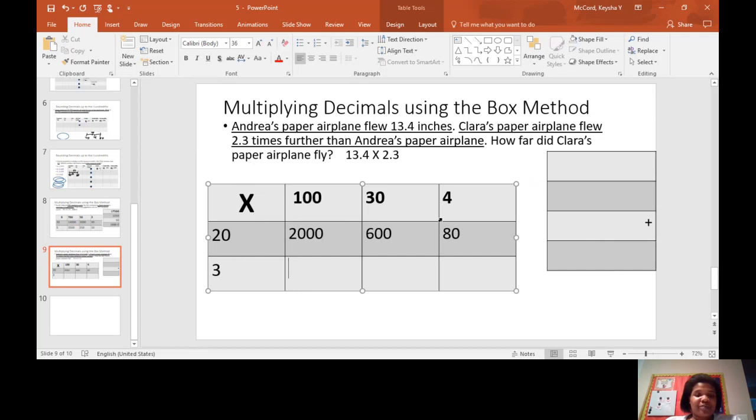Now I'm going to multiply 3 times 134. 3 times 100 is going to be 300. 3 times 30, well, I know 3 times 3 is 9, and I'm going to add a 0. And then 3 times 4 is going to be 12. So I'm done multiplying. My next step is to add my numbers. So I'm going to add 2,000 plus 300, which is 2,300. 600 plus 90 is 690. And then 80 plus 12 is 92.